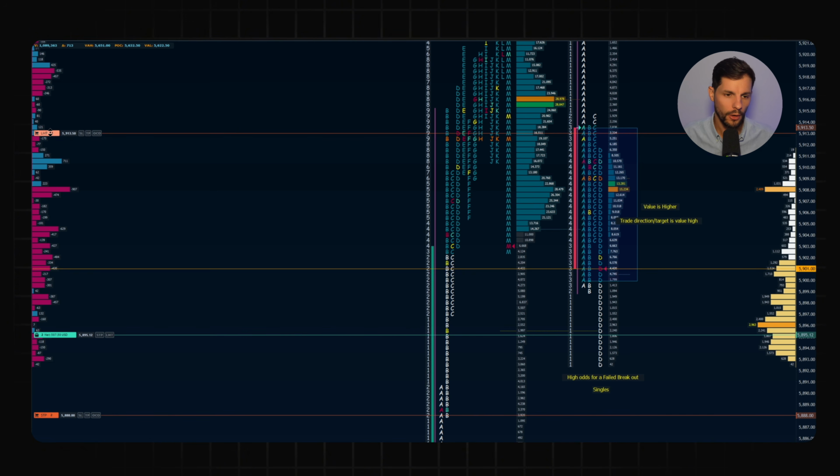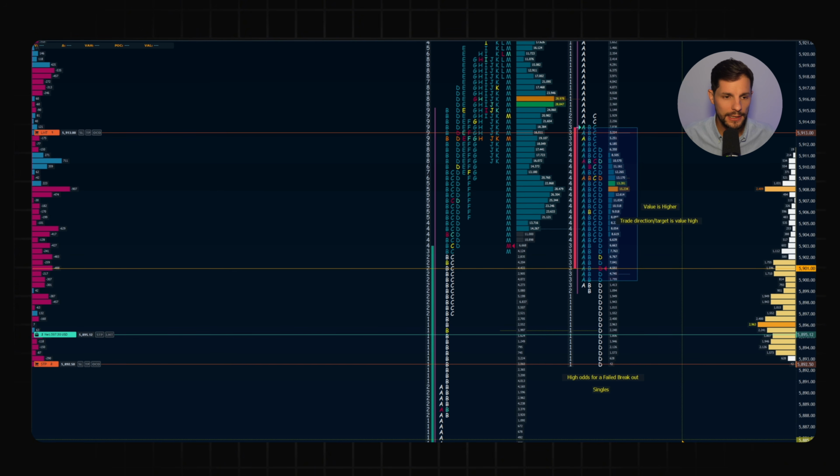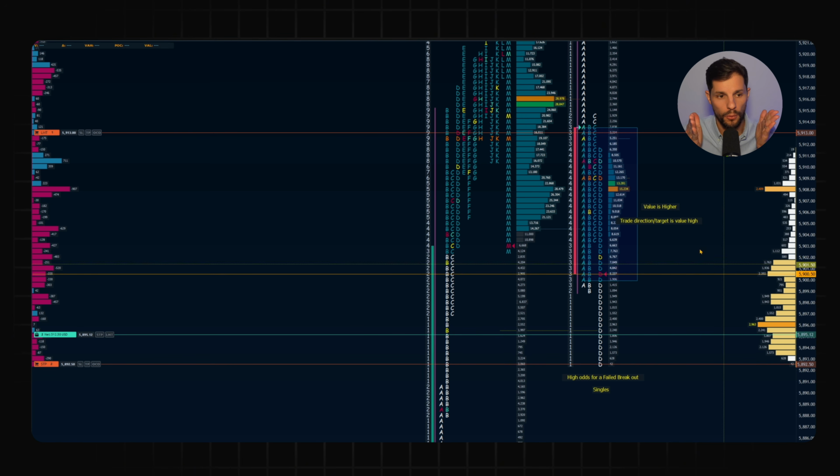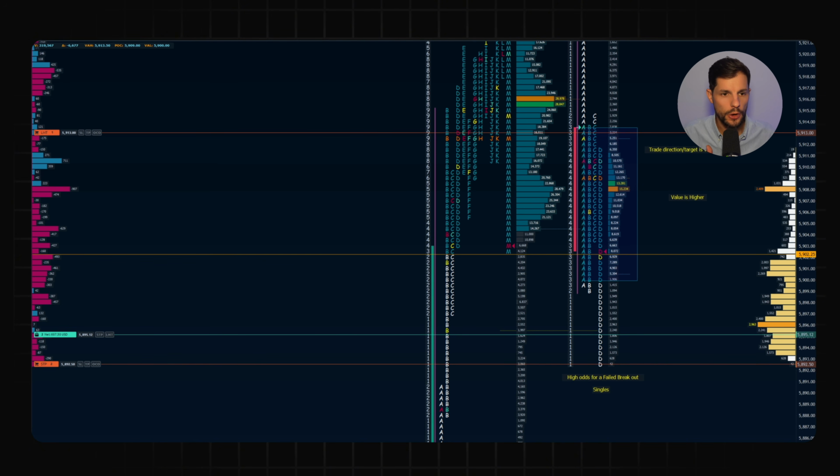The market on the higher time frame is bullish. Okay, value is higher. You can see here by the box. I've made this box here so that your eye is drawn straight to value. Where is value? Higher. The trade direction is the opposite side of value. Okay, so the value area high, which sits at 13.